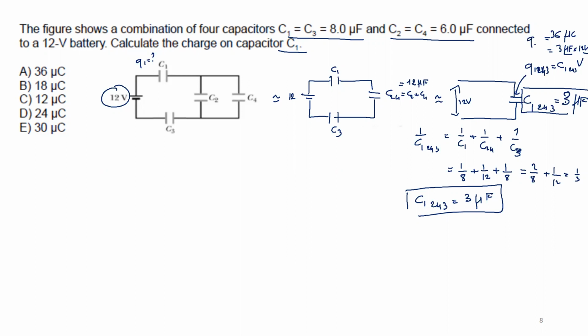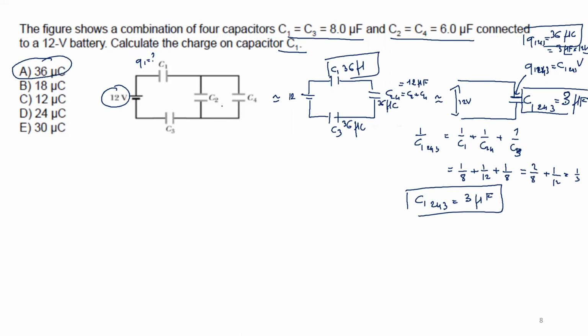So this is Q1243, and it's equal to 36 microcoulomb, which are conserved here. That means here I will have 36 microcoulomb, and here I will have 36 microcoulomb. So my answer is 36 microcoulomb. You get my point? Okay.